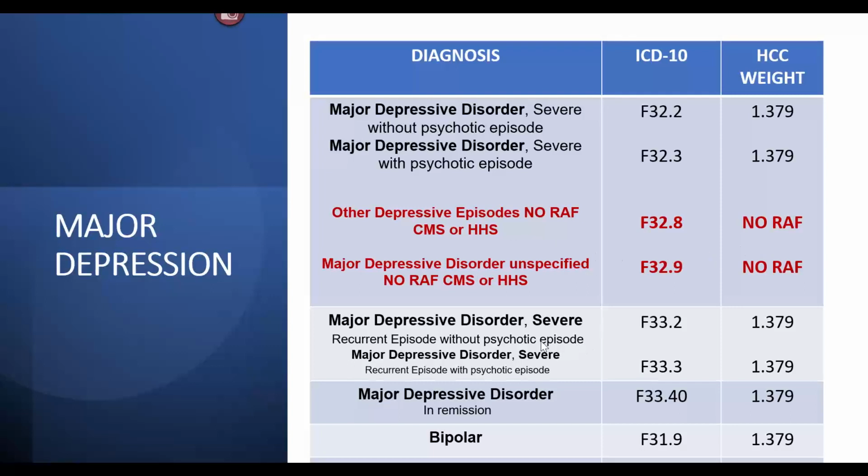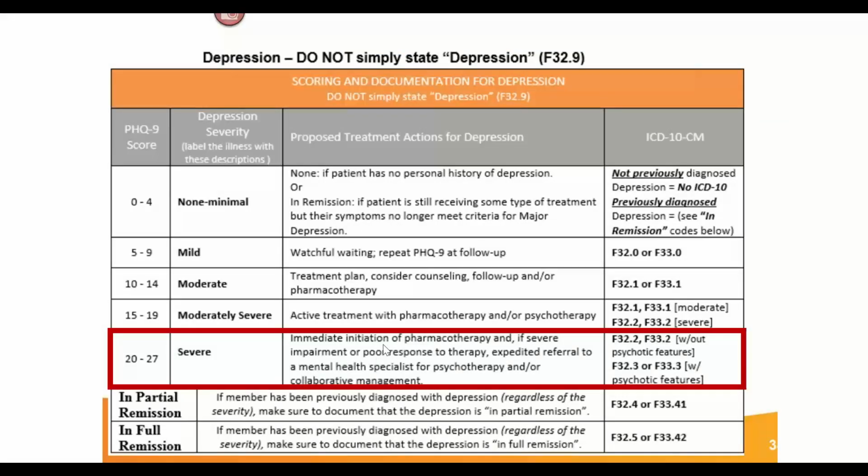Again, recurrence versus single episodes, they both are going to RAF. You want to make sure you use the appropriate codes, but you do not want to use the non-specific codes. If it's in remission, it will still RAF. Again, you have to use the right codes though. The best way for depression is probably to use the PHQ-9 score.